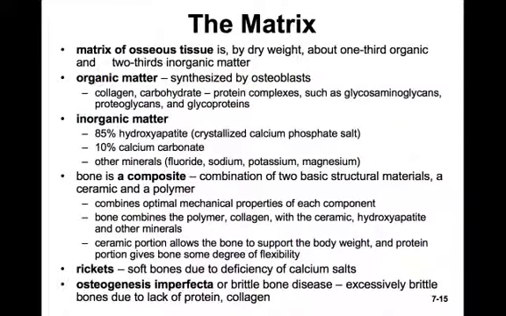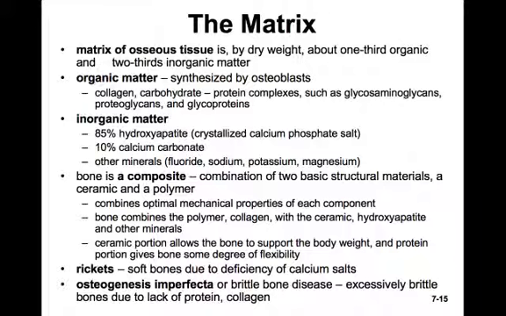So that covered the cells of osseous tissue. Now the matrix of the osseous tissue. It's about 1/3 organic and 2/3 inorganic matter by dry weight. The organic component is synthesized by the osteoblasts. This is material like collagen, carbohydrate and protein complexes such as glycosaminoglycans, proteoglycans, and glycoproteins. It's also composed of inorganic matter.